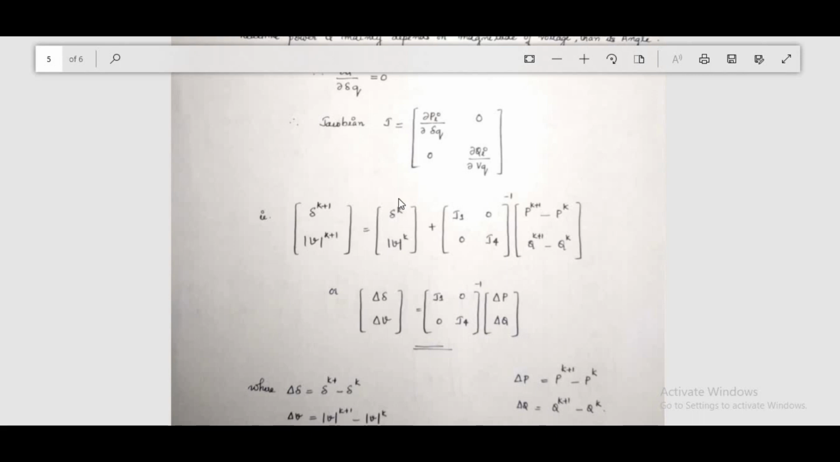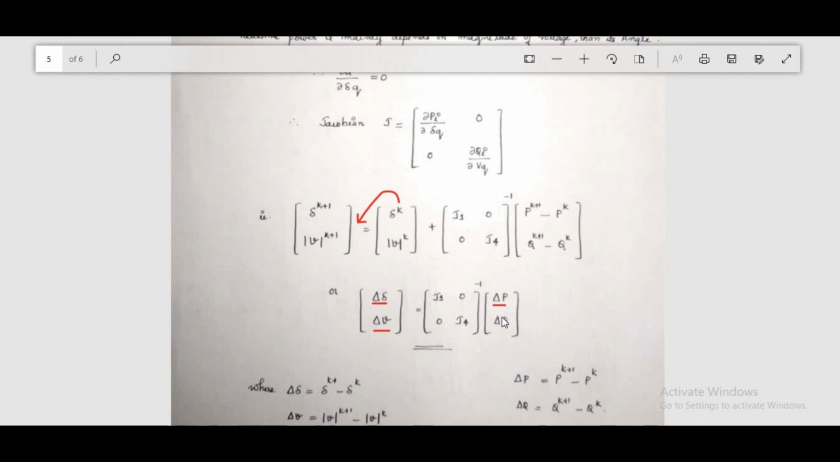Now I have moved this term over to this side of the equation. So it becomes delta raised to k plus 1 minus delta raised to k. What is this? Delta raised to k plus 1 minus delta raised to k means what? Current value minus previous value, isn't it? Which is represented by delta delta. Similarly, V raised to k plus 1 minus V raised to k means what? Voltage of the current stage minus voltage of the previous stage, that is delta V. So it has become equal to J1, 0, 0, J4 inverse into this. Here also it is applicable, right?